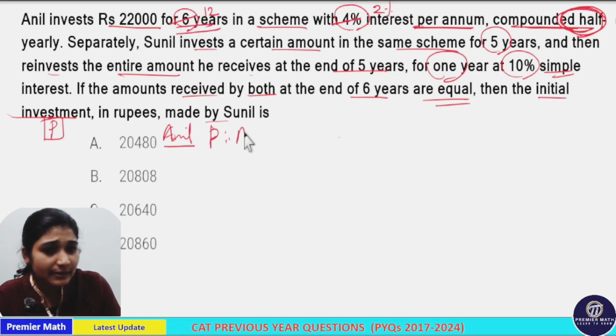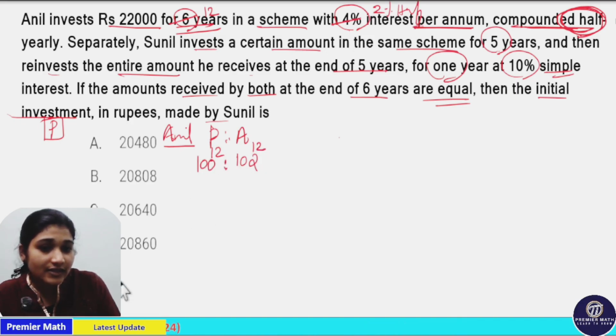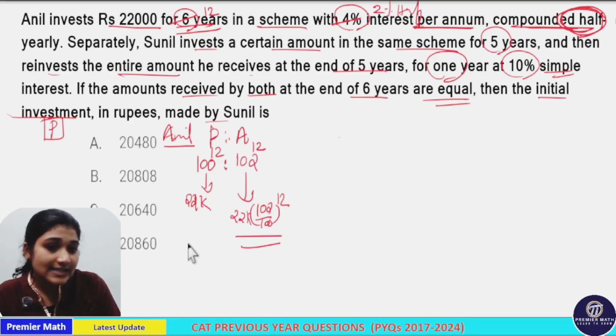Now, if you take the principal and amount ratio, if he invests 100 rupees, then the amount at the end of 6 months is 102 rupees because the interest rate is 2% for a half year. Now, for 12 half years, the principal and amount ratio is this one. We already know the principal is 22,000. Then the amount will become 22,000 into 102 by 100, the whole raised to 12. So this is the amount after 6 years.